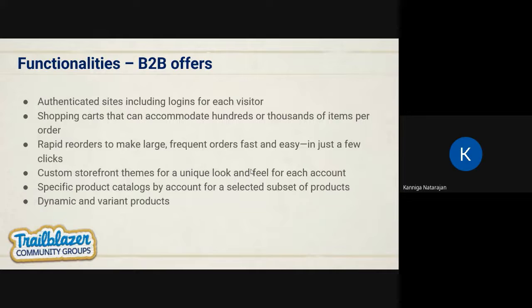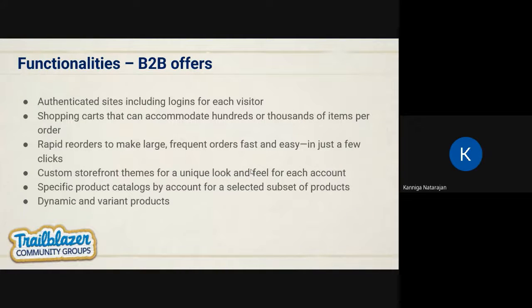We see this in Amazon: when you are purchasing an item that is a regular purchase, we see options to buy it every month or every quarter. Those kinds of options we can also have through standard components. Custom storefront themes for a unique look and feel for each account: there won't be so many standard themes available. If you want to make a custom theme for your storefront, that also we can do using B2B commerce components.